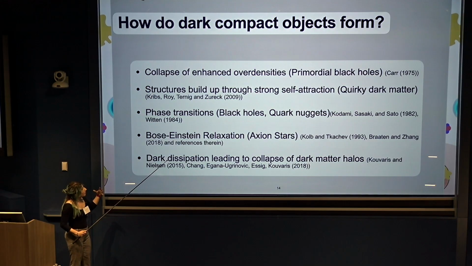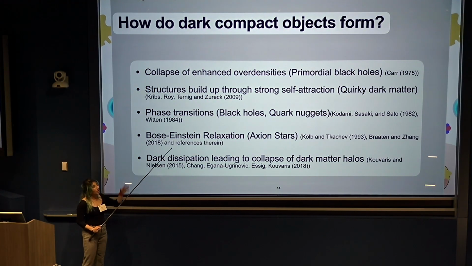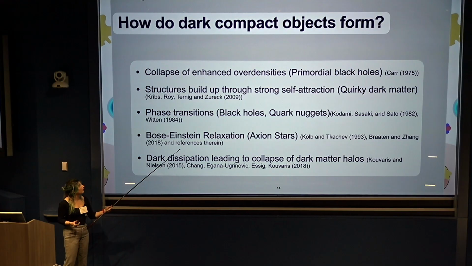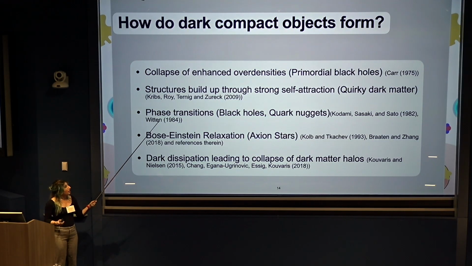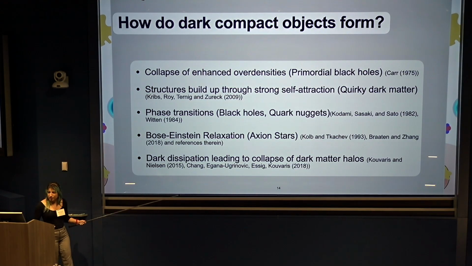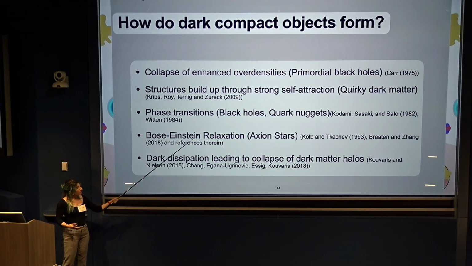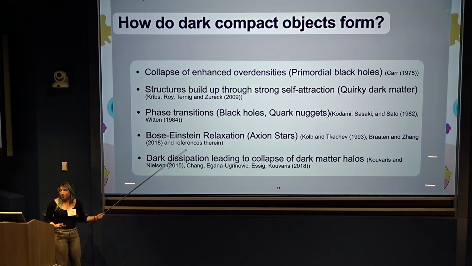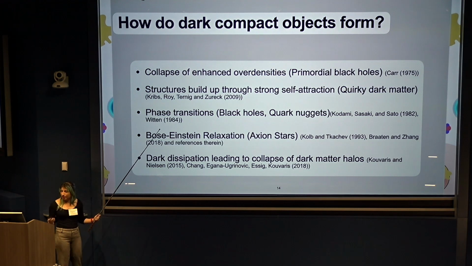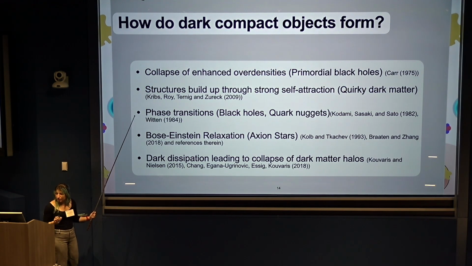But we have many options, such as collapse of enhanced overdensities, often used to make primordial black holes. We have strong self-interactions that allow structures to build up. You could think of a quirky dark matter as an example. We've got phase transitions, also a way to make black holes, potentially a way to make quark nuggets, Bose-Einstein relaxation to get axion stars. And then finally, the one that I've done the most work on.